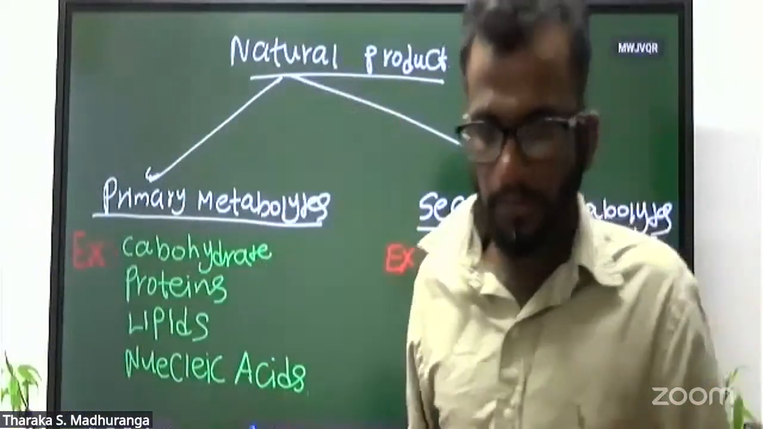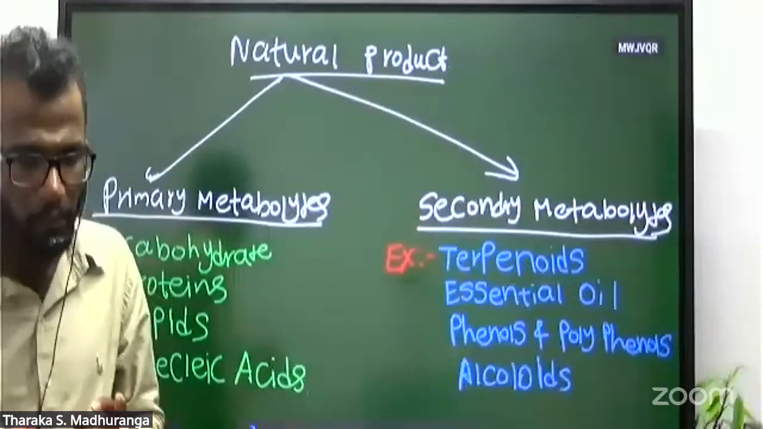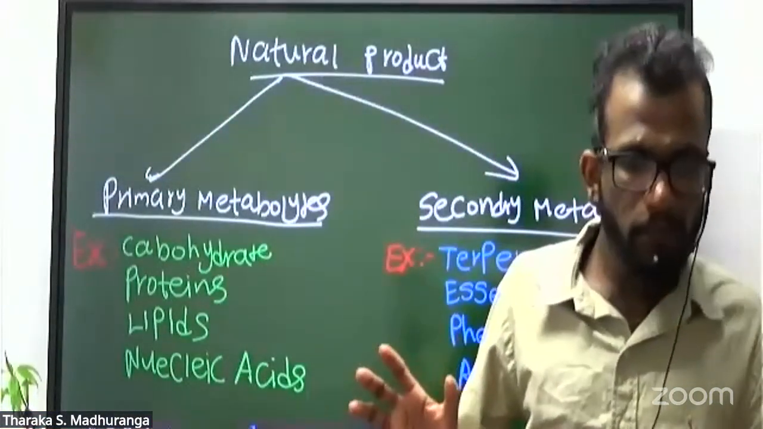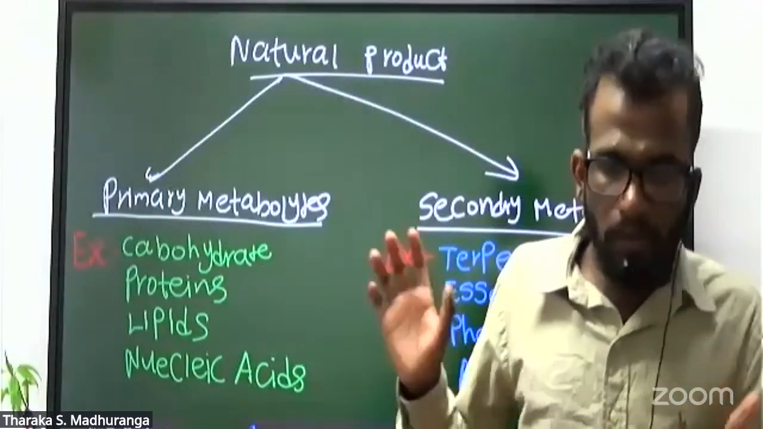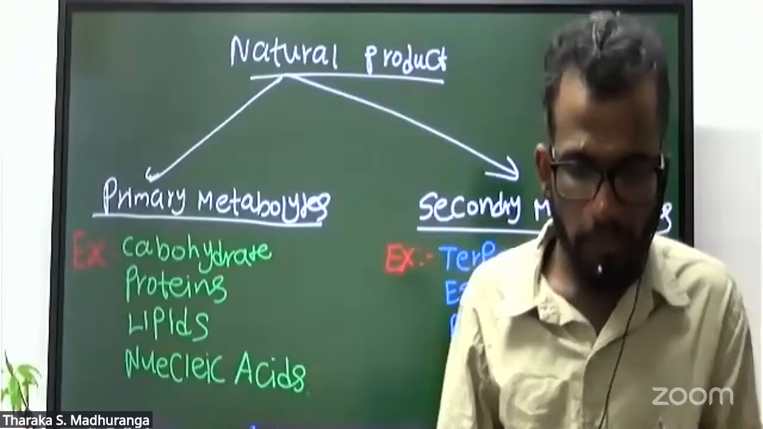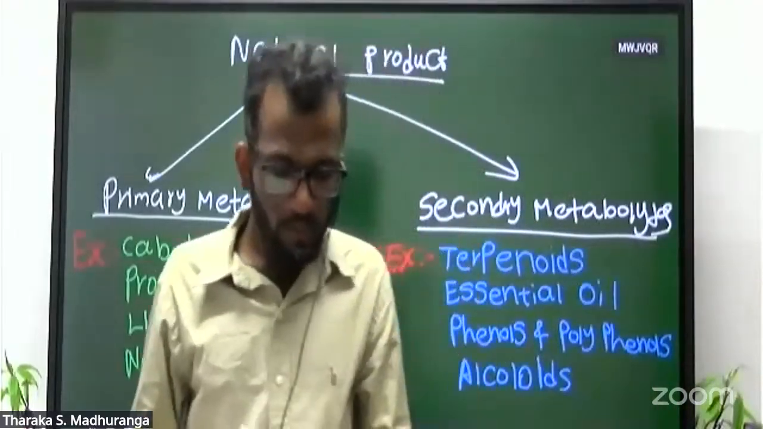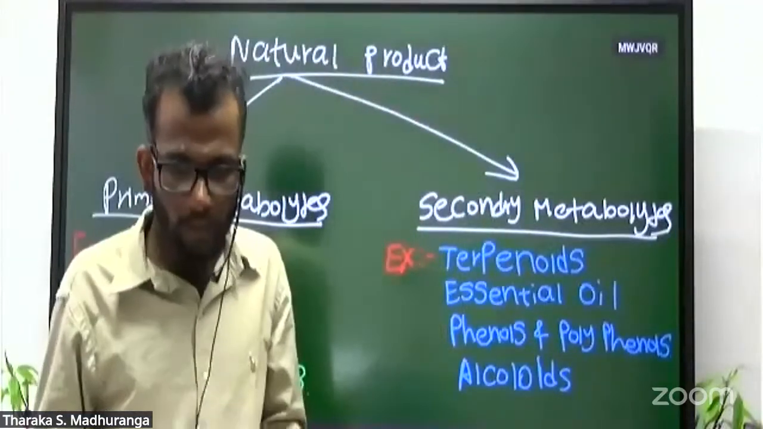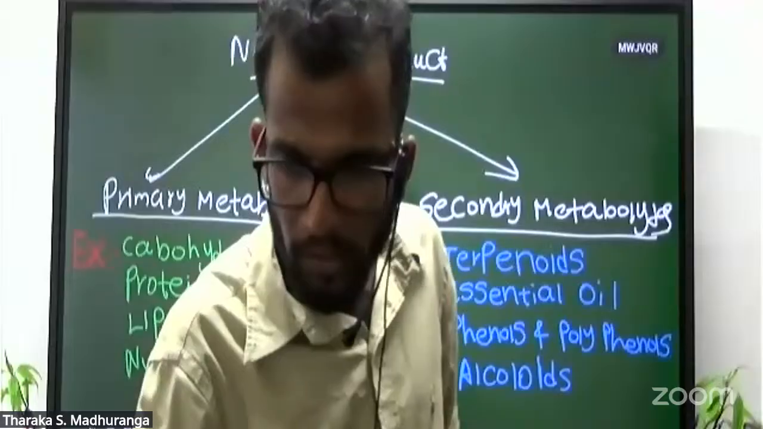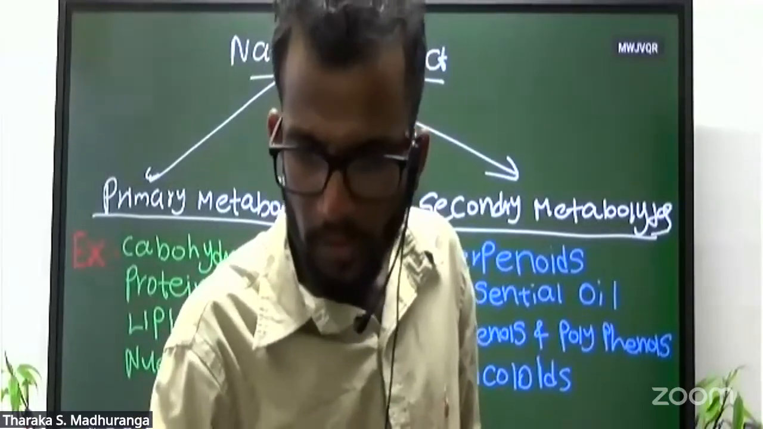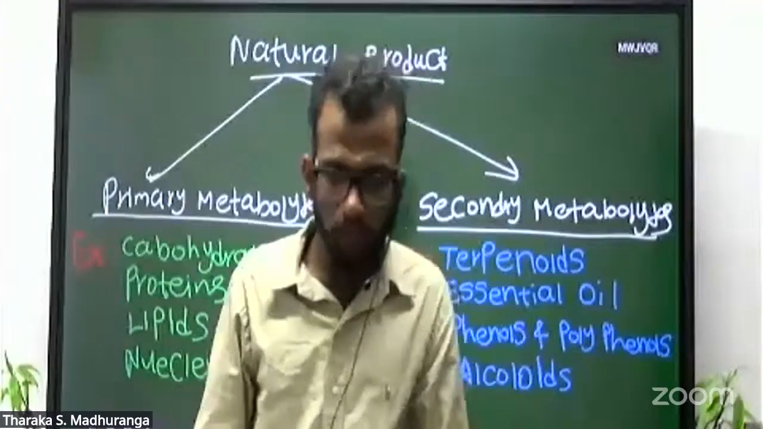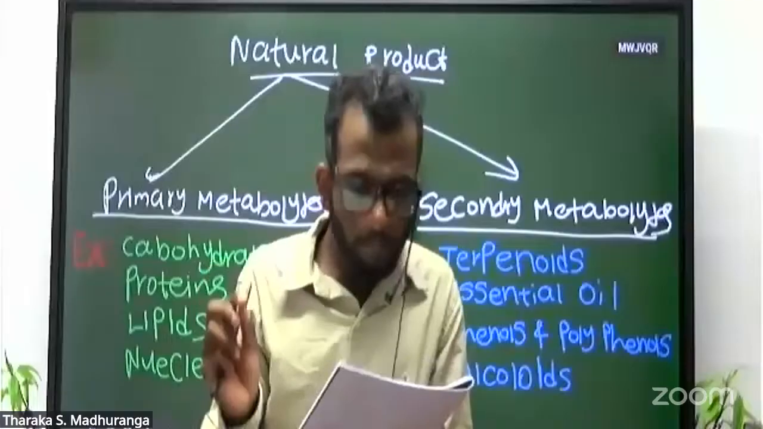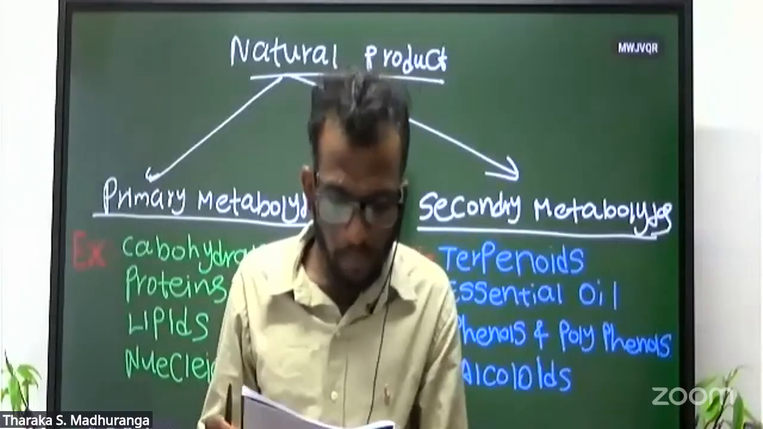Okay, then you know what the primary metabolites are, what the secondary metabolites are, and the examples for each. In the tute, write down these main examples in the short note, under the types of secondary metabolites, on page number 3.